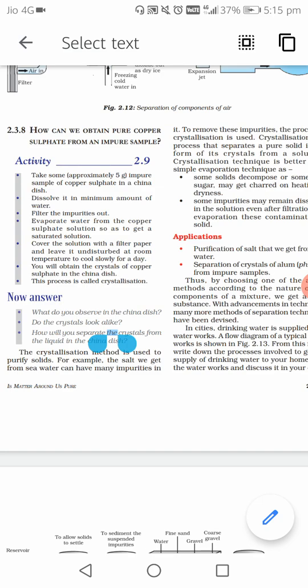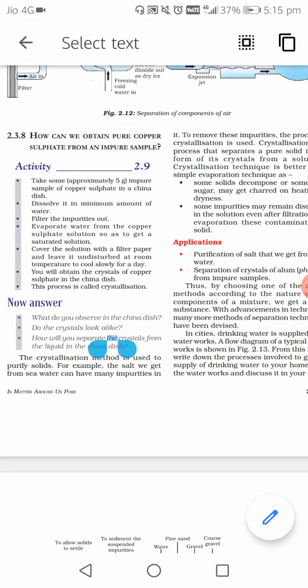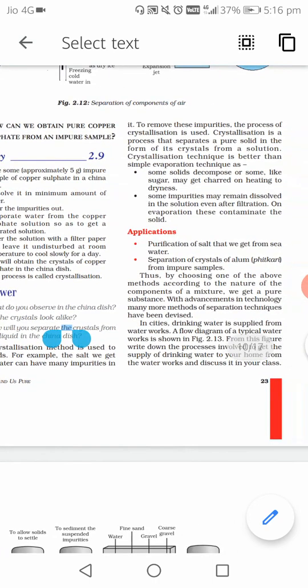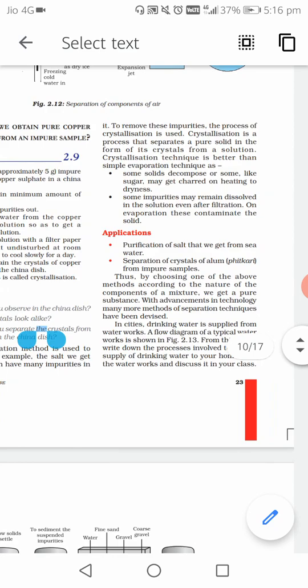And after 1 day, when you observe, you will see that the copper sulfate has turned into crystals of copper sulfate, and this process is called crystallization. So the impurity is removed, and the copper sulfate has come in the form of crystals. So this whole process is called crystallization, and in this way we can remove the impurities present in a copper sulfate sample.